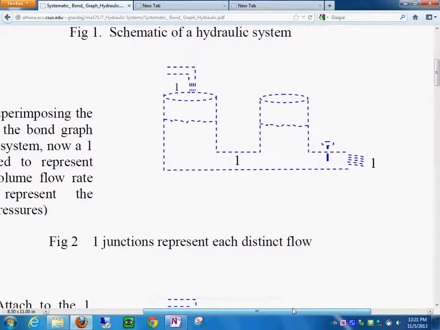So I am going to say, okay, look here, there is one. There is the volume flow rate in here. There is, of course, another one over here. And finally, one outside at the end, right here. So I put the one junctions on the system in there. And then I go to the next step.